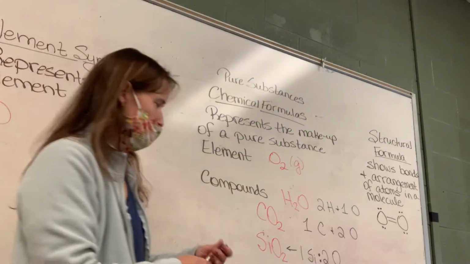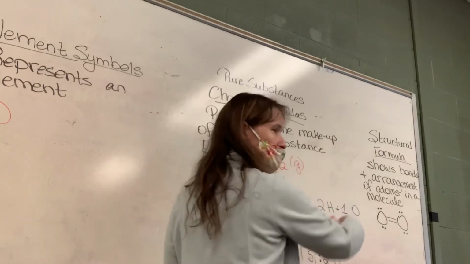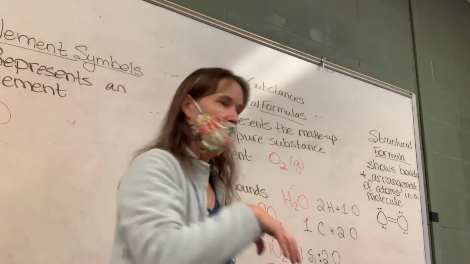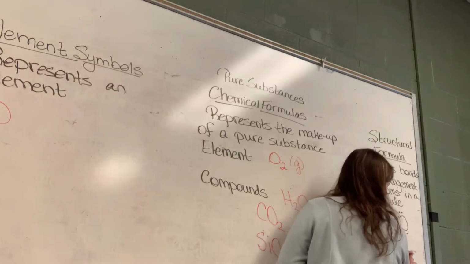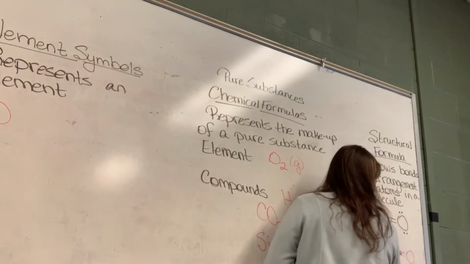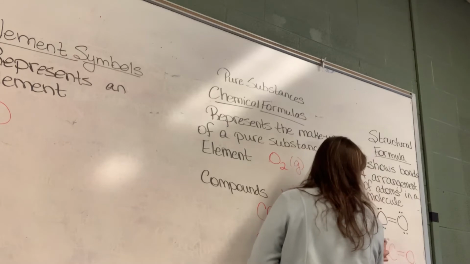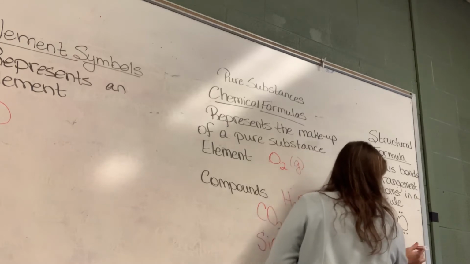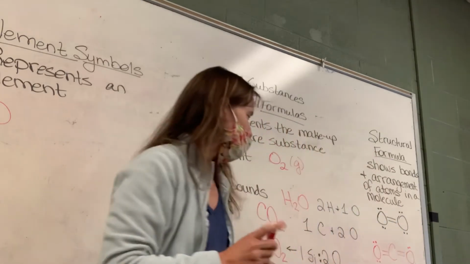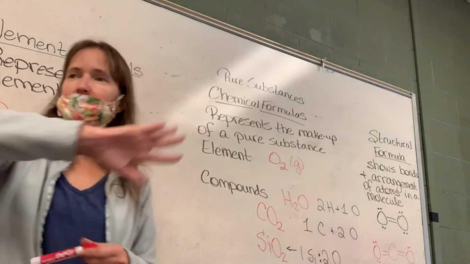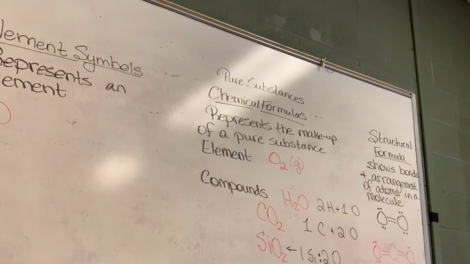So carbon dioxide, it looks kind of like this one, but there's a carbon in the center. And so carbon's in the middle, and there's an oxygen on one side, and there's an oxygen on the other side. And so the carbon in the middle has a double bond to one oxygen and then a double bond to the other oxygen.